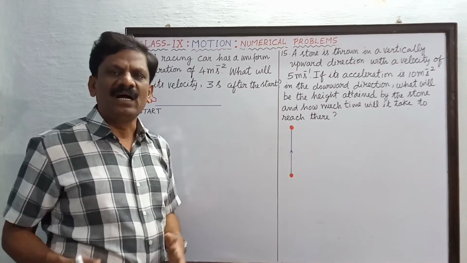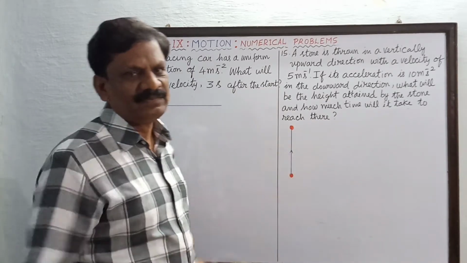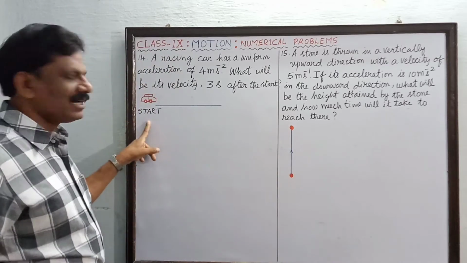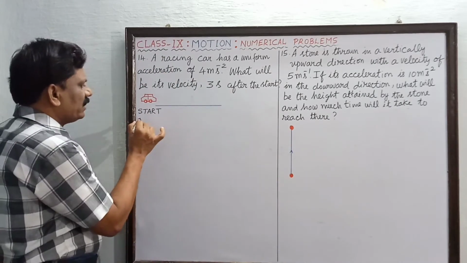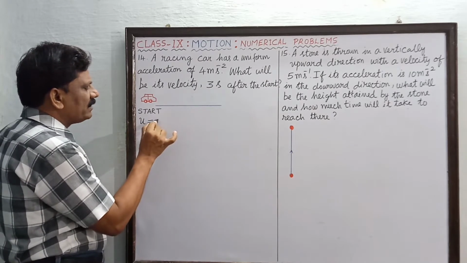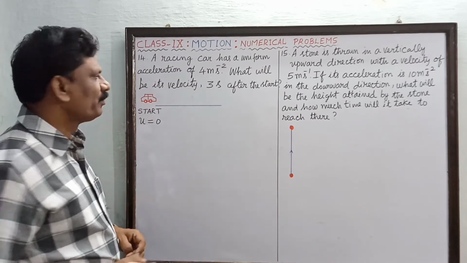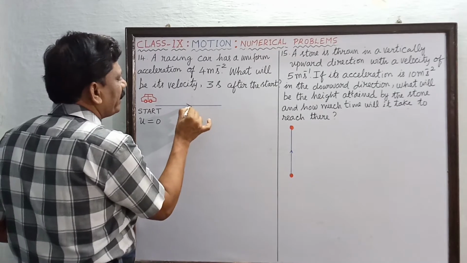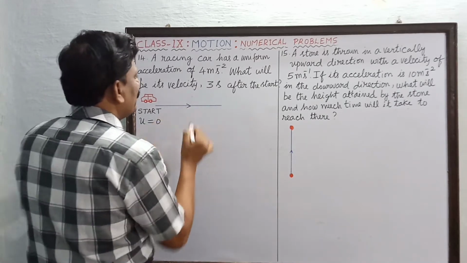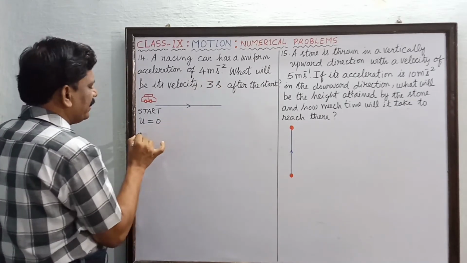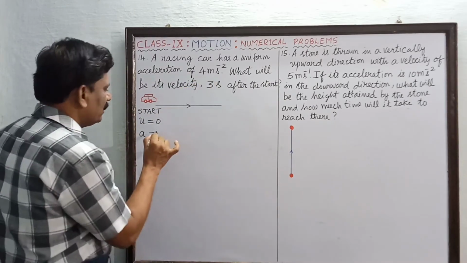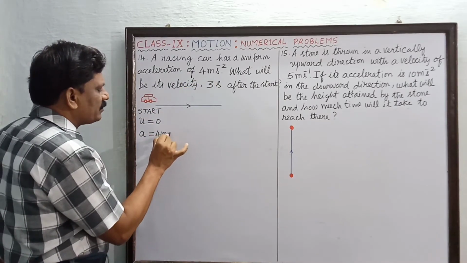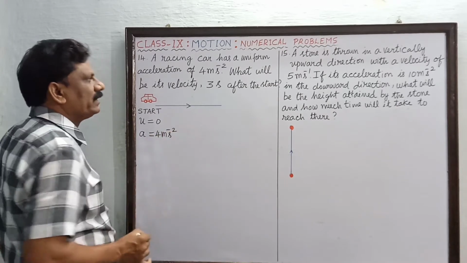So a racing car is traveling along a straight line. So this is the starting point. It starts from rest, so the initial velocity u is equal to 0. Then it is going along a straight line with an acceleration. Acceleration A is equal to 4 meter per second square.